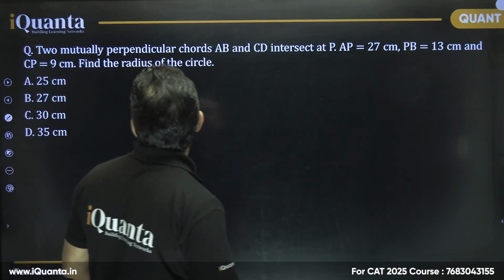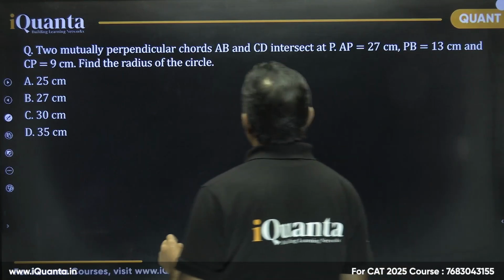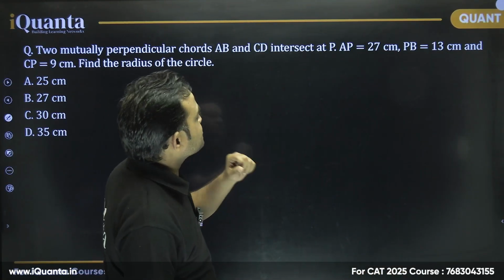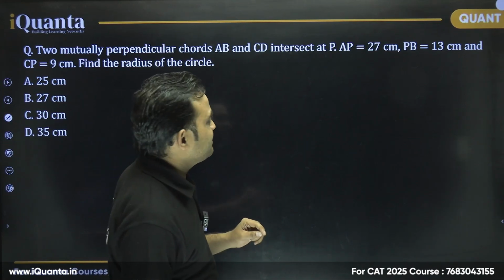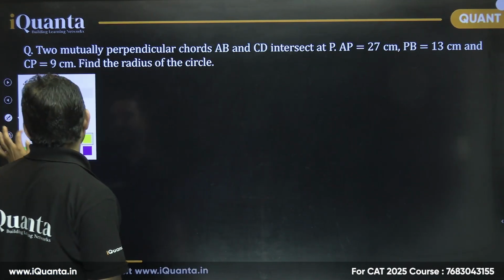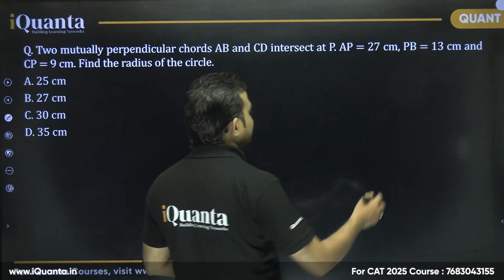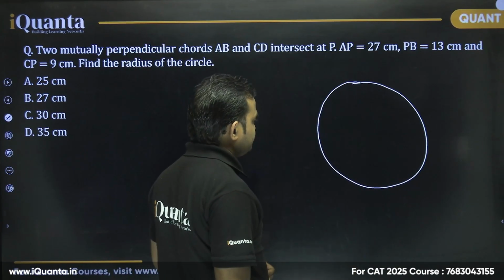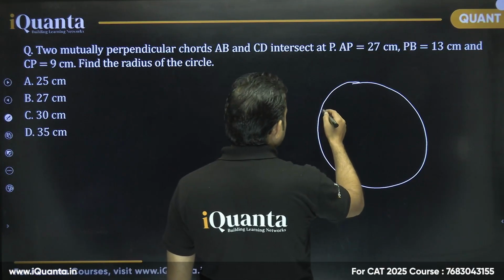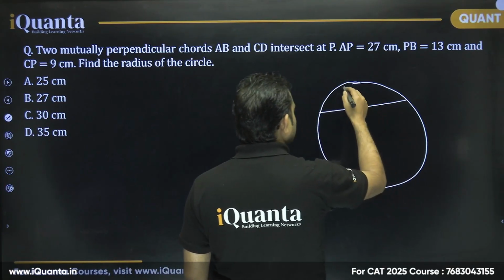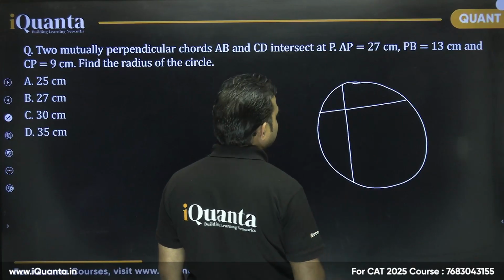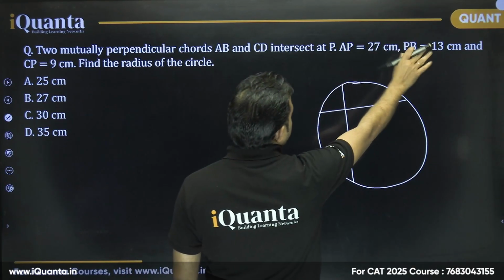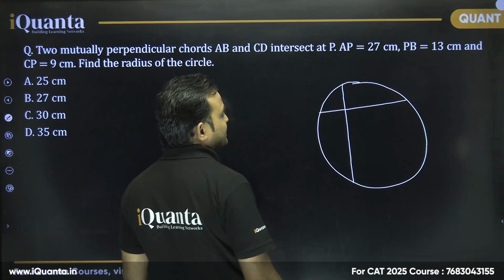Another question, it says two mutually perpendicular chords AB and CD intersect at P. AP is 27, PB is 13 and CP is 9. Find the radius of the circle. So first of all we need to draw two chords, something like this, right? And it says AP plus PB, so AB will be 40, right?